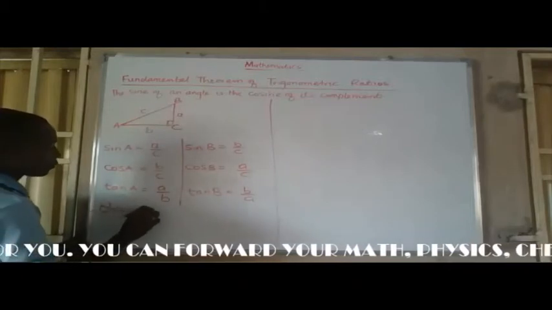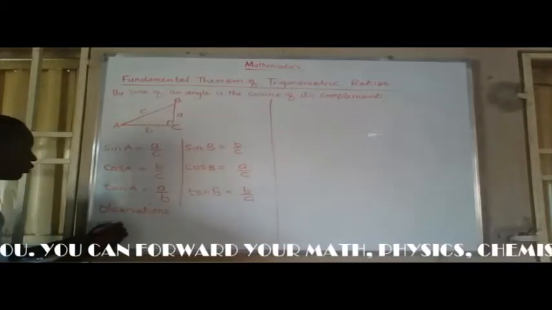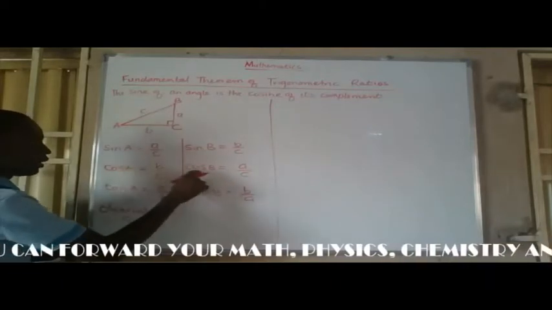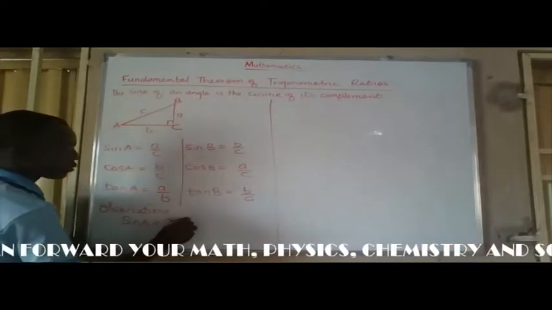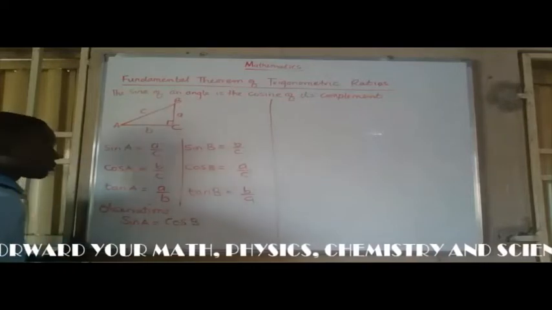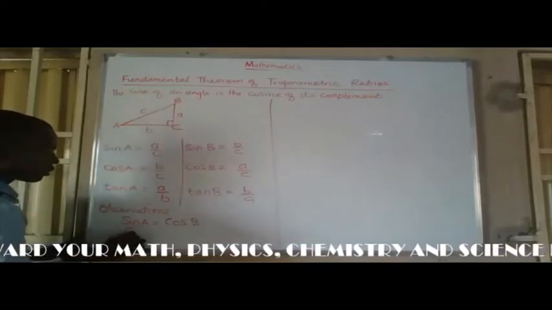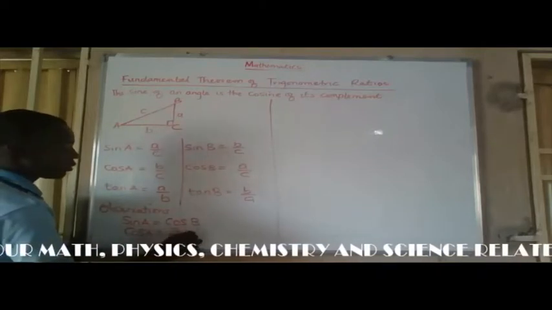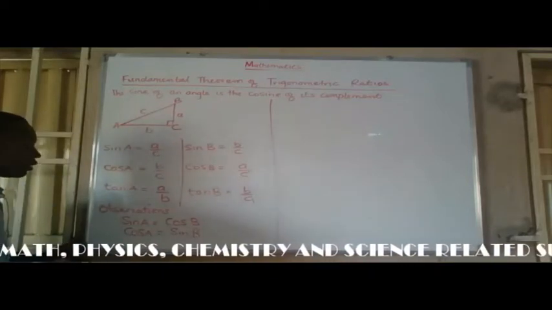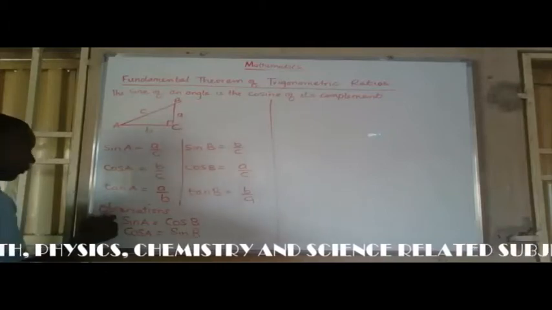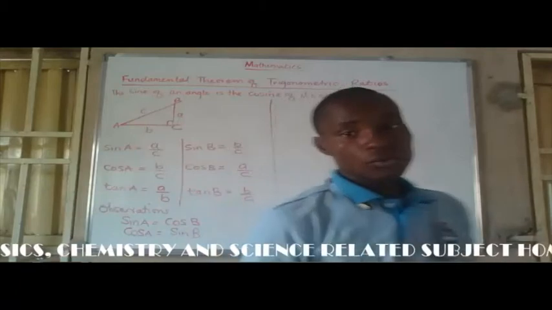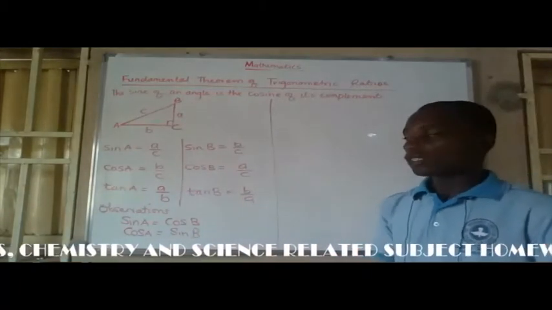Observations. First observation we have is that sine A is a over c and cos B is also a over c. So sine A must be cos B. We also notice that cos A is b over c, and that's the same thing as sine B, which is also b over c. These two things alone have given us the fundamental theorem we're talking about. But let's just see how all this plays out.